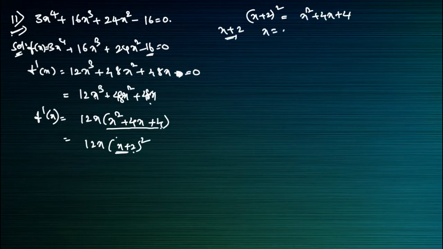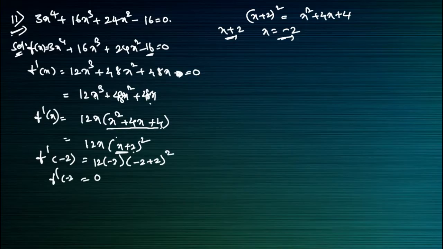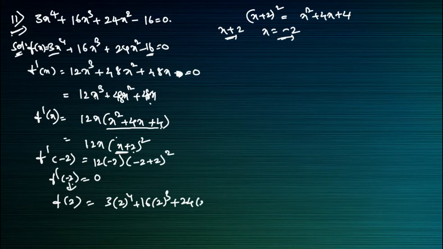So x is equal to minus 2 we can substitute. If we substitute x is equal to minus 2, it will become 0. So f dash of minus 2 is 12 into minus 2 into minus 2 plus 2, which is 0 whole square, so the total is equal to 0. f dash of minus 2 is equal to 0. Now f of minus 2 we will also check: 3 into 2 power of 4 plus 16 into 2 power of 3 plus 24 into 2 square minus 16 is equal to 0 here.